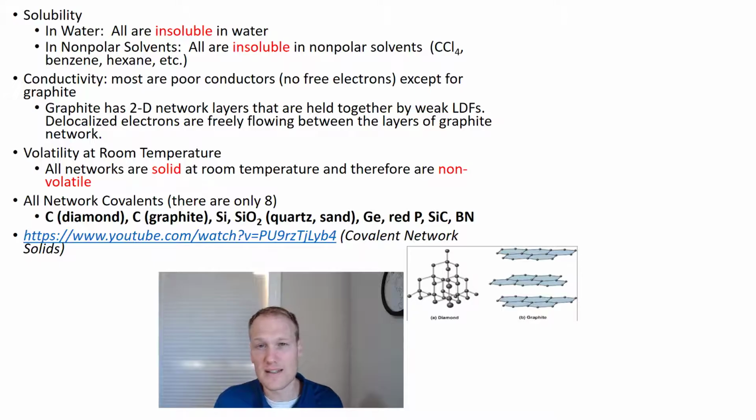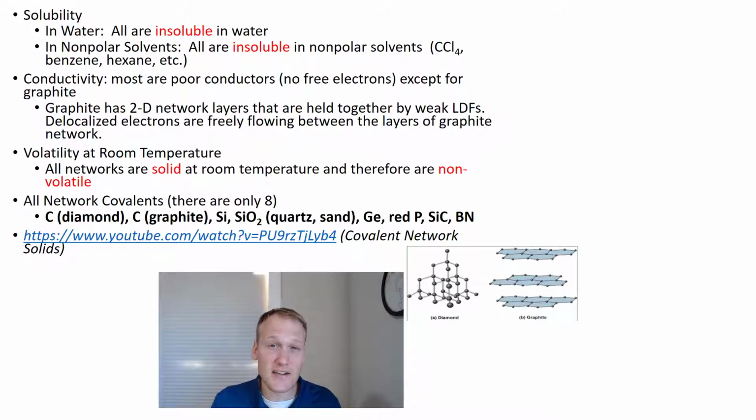Carbon makes 2, diamond and graphite. Then you can have silicon, silicon dioxide, which is quartz, germanium, red phosphorus, silicon carbide, and boron nitride. Those are the 8 that you need to know. Anytime you would see one of those 8, you would immediately identify it as a covalent network solid.